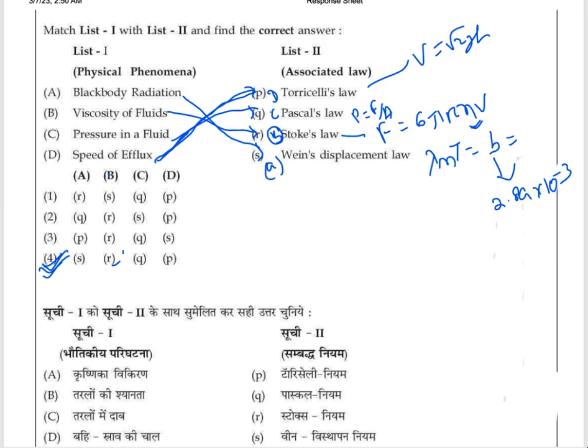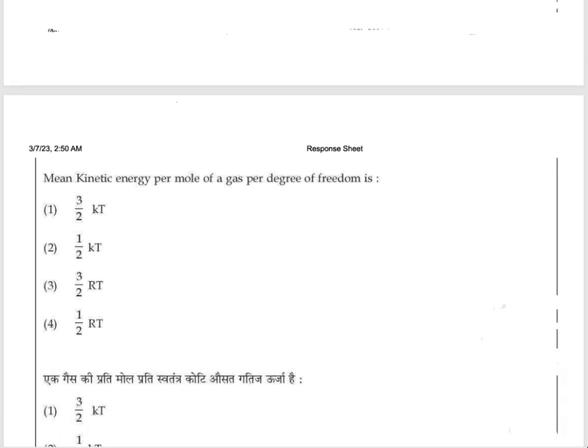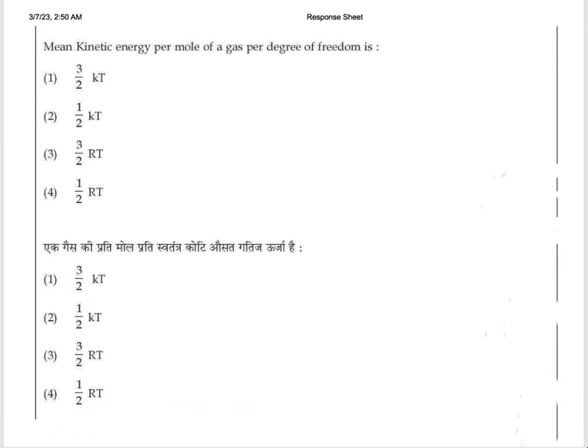Okay, so we'll move to our next question. The next question is: mean kinetic energy per mole of gas per degree of freedom is given by. The first is mean kinetic energy per mole, I can write it as 1 by 2 RT. Its formula is 1 by 2 RT.